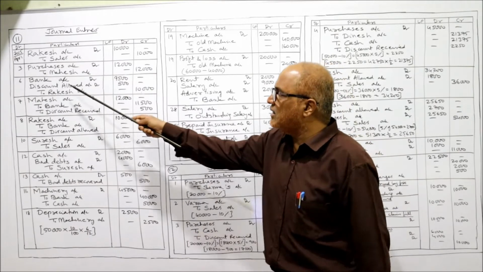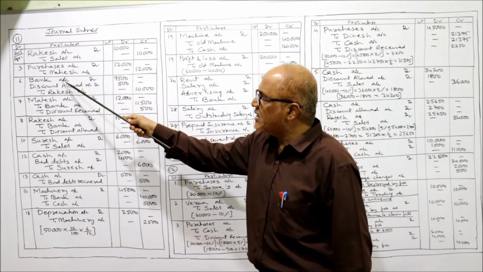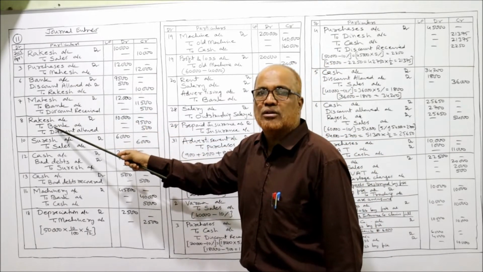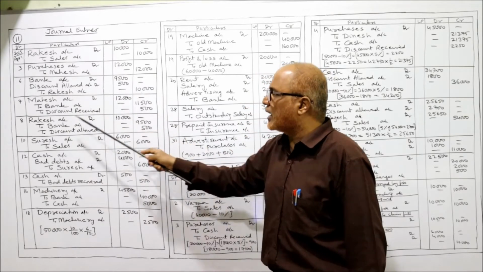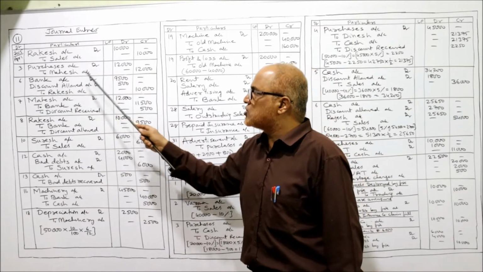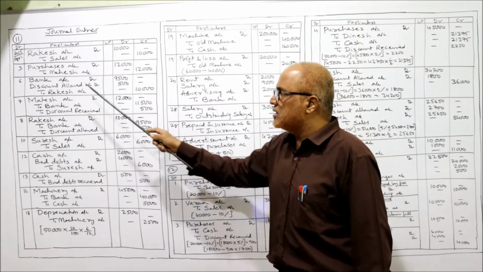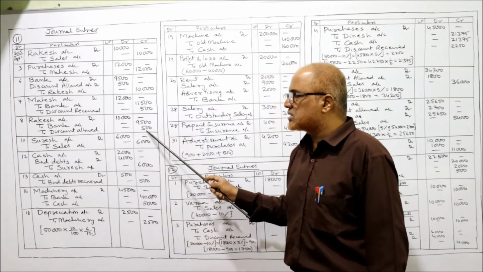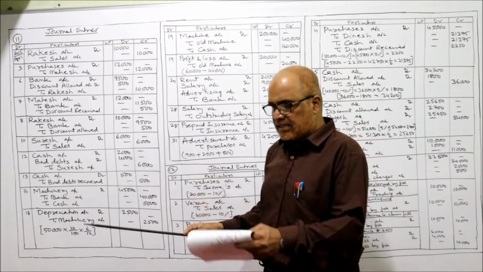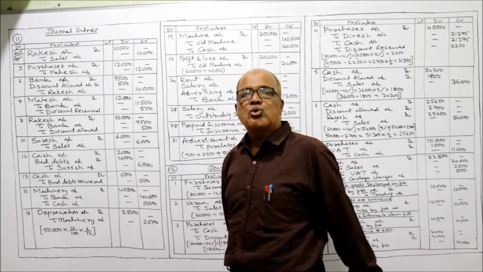When we receive the payment, this is the entry. When we reverse, the same entry will be reversed. Rakesh account was credited, now Rakesh account should be debited. Bank account was debited, now bank account is credited. Discount allowed was debited, now discount allowed is credited. That's all. Next, 10th. Sold goods to Suresh.